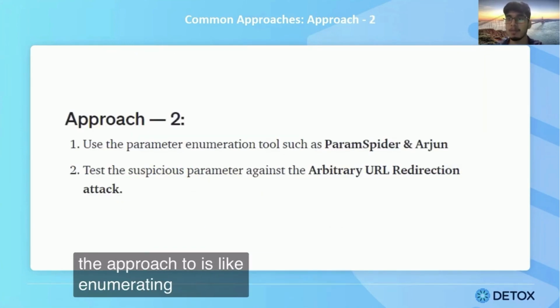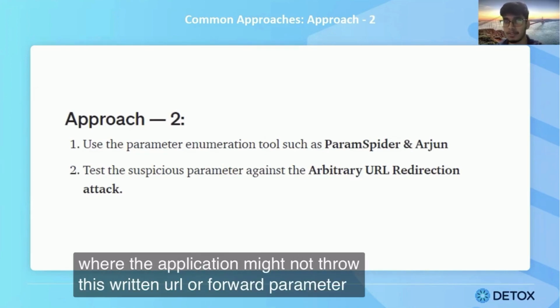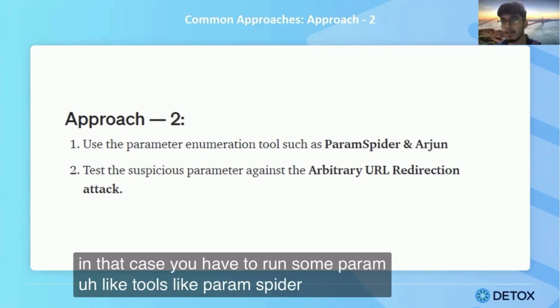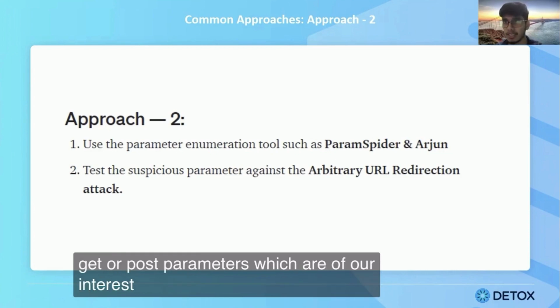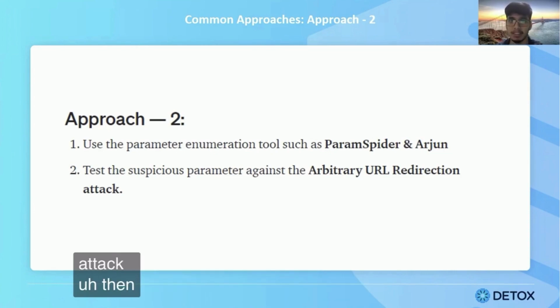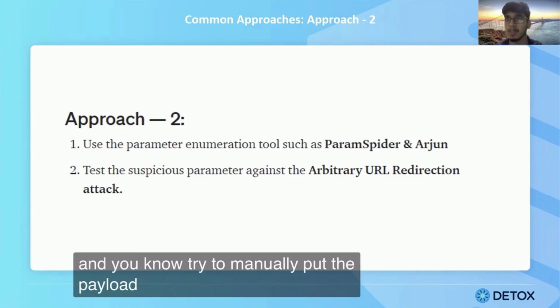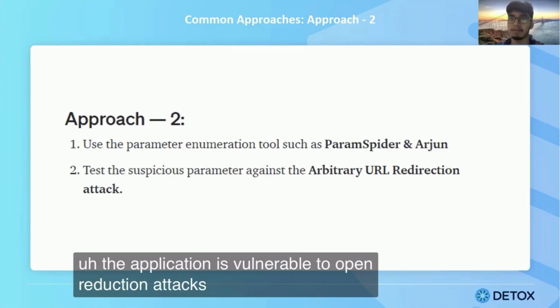Now, let's talk about approach 2. Approach 2 is enumerating the parameters. This is where the application might not throw a return URL or forward parameter. In that case, you have to run tools like ParamSpider or Arjun to identify any GET or POST parameters which are of interest to perform an open redirection attack. Then you can take the suspicious parameters, manually put the payload, and see their behavior in order to identify if the application is vulnerable to open redirection attacks.